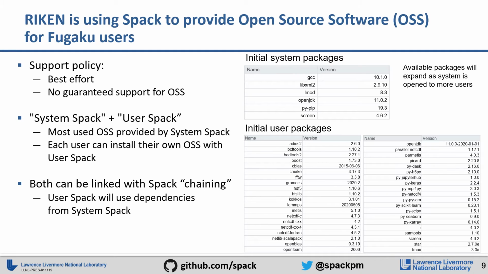Users can also install their own instances of Spack and chain against both of these system instances. So we hope that this helps people on Fugaku really take advantage of the system. It's a relatively small number of packages, especially compared to the thousands that the Riken folks built that are available right now. But they're planning to expand this as the system is open to more users.